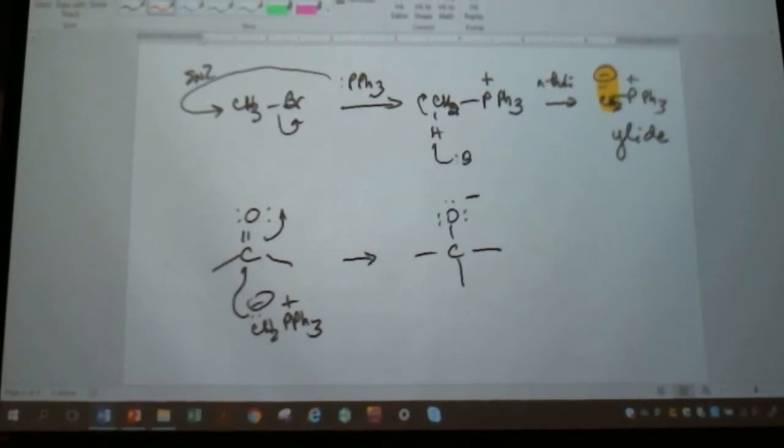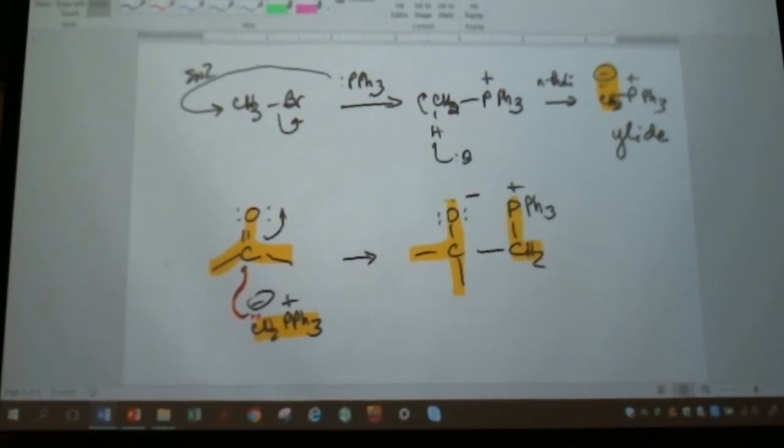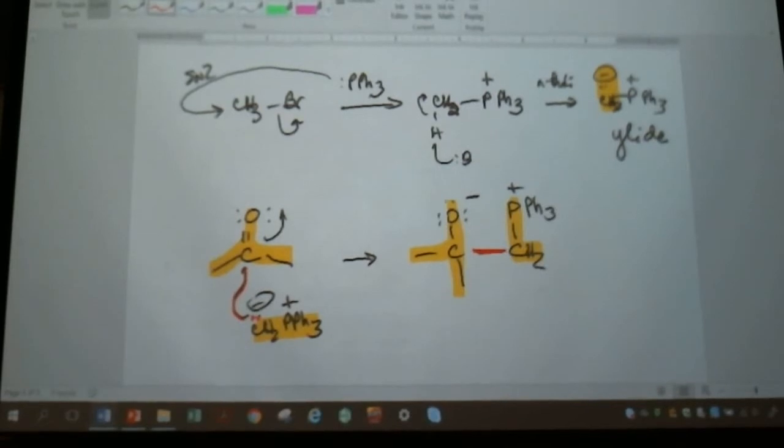Okay, so this bond that we're forming here, let me show it right here. We're going to have a carbon and a phosphorus and this. This carbon is CH2. So this piece is here, and this piece is here. And we just formed this new bond. What is different about this relative to what we studied before?